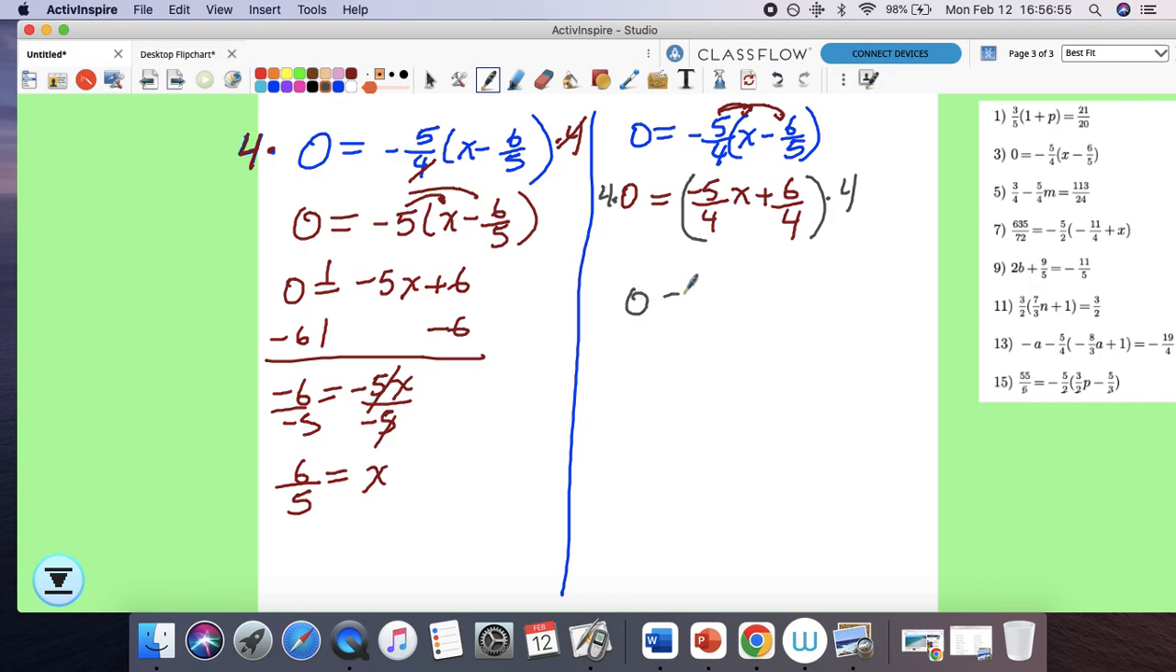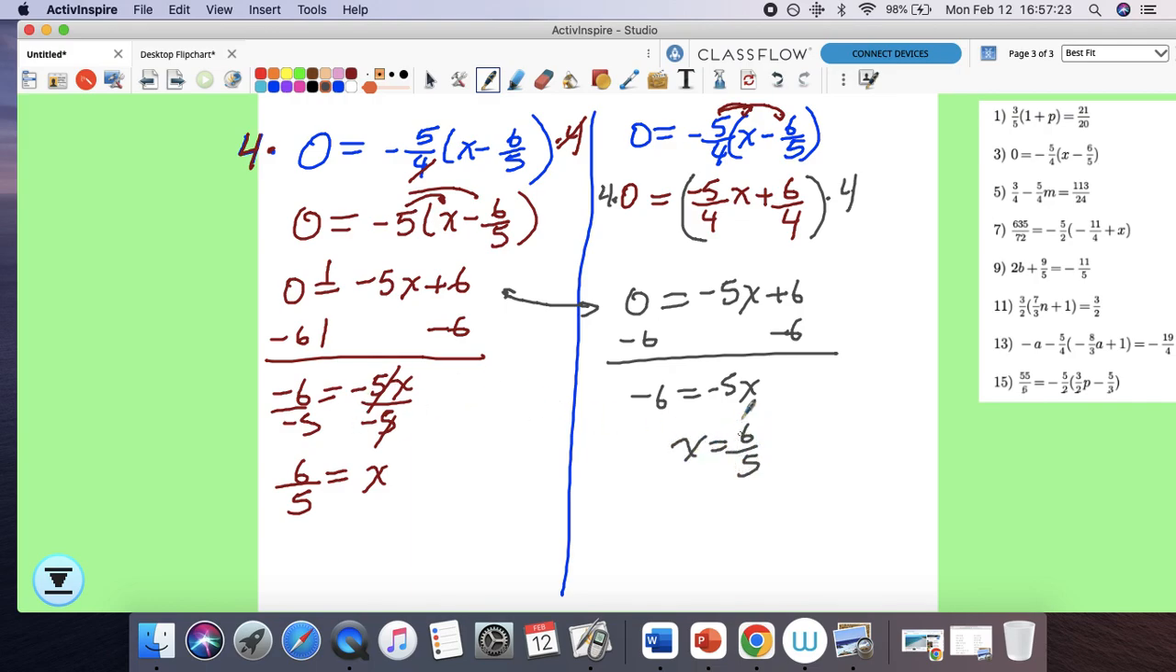4 times 0 is 0. 4 times negative 5 over 4 is just negative 5x. And 4 times 6 over 4 is just 6, because the denominators simplify. Right? So notice that we get this. We're in the same exact step. We're going to subtract 6 from each side, right? And you can tell we get the same exact process. So x eventually is going to be 6 over 5.